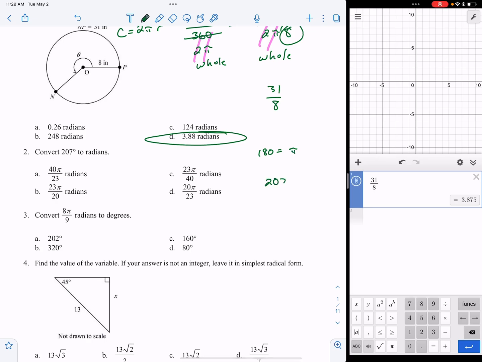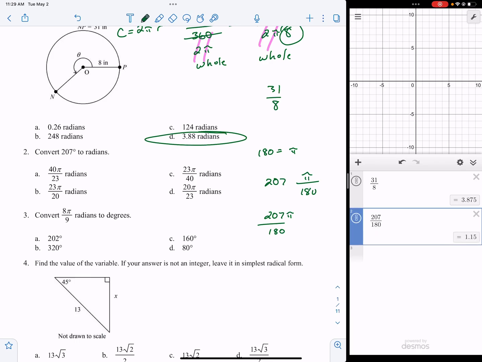All right, guys, 180 degrees is the same as 1 pi. So if I want to change 207 to radians, I want pi, so I'm going to put pi on top. If I want to get rid of pi, I'm going to put pi on the bottom. So this is 207 pi divided by 180. I'm going to divide that, but make it a fraction. Hit the fraction button on my calculator, 23 over 20.